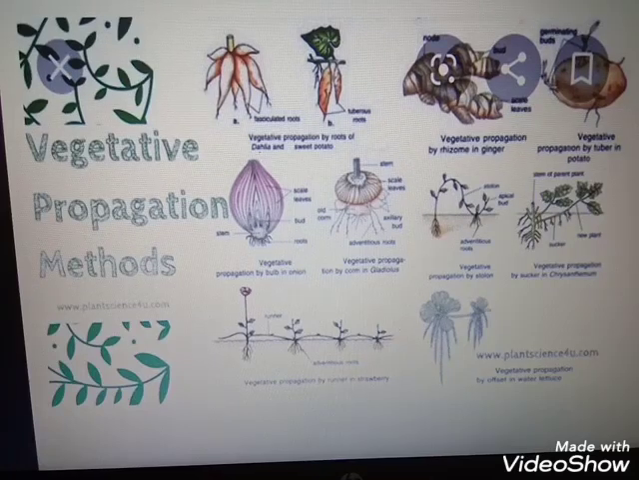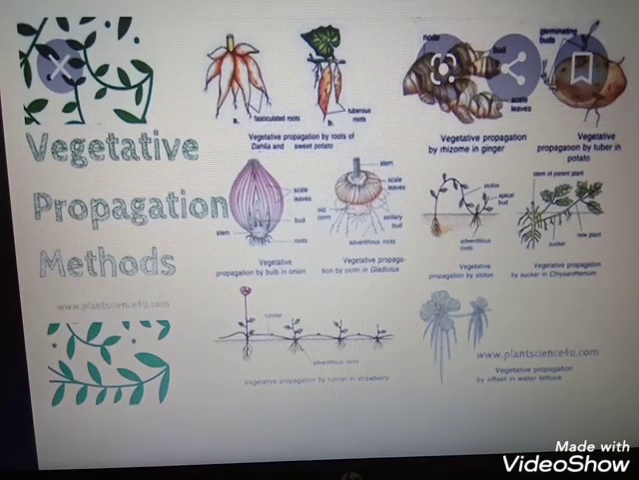So we are continuing a chapter. Chapter name is reproduction in organisms, and here we are taking the portion asexual reproduction. So vegetative propagation is a type of asexual reproduction. Okay, so what is meant by vegetative propagation or vegetative reproduction?